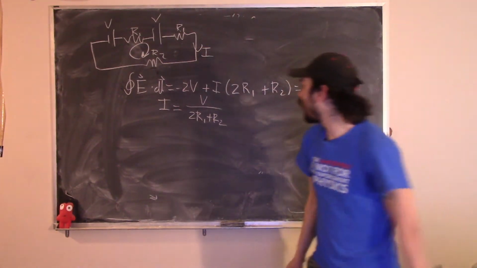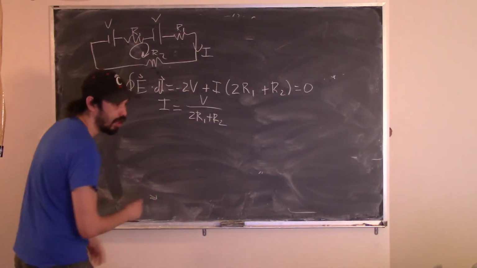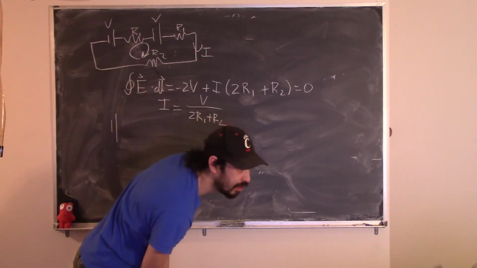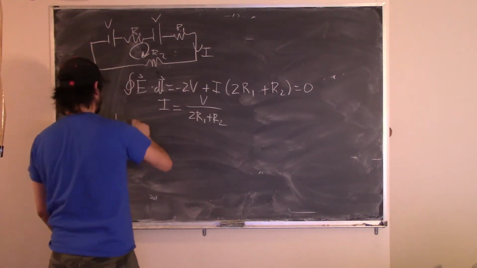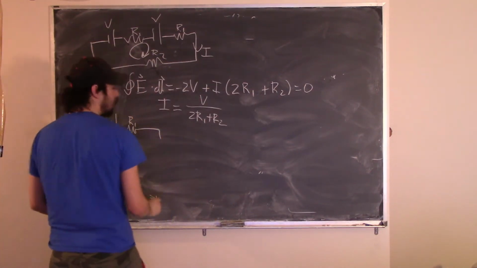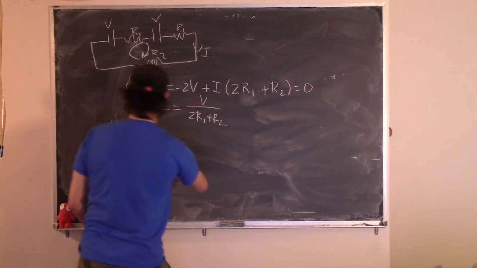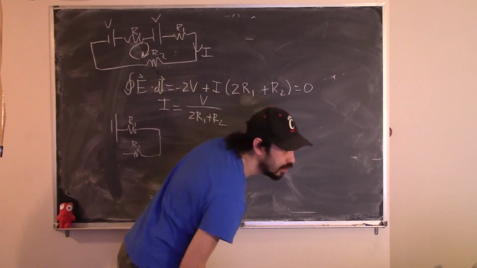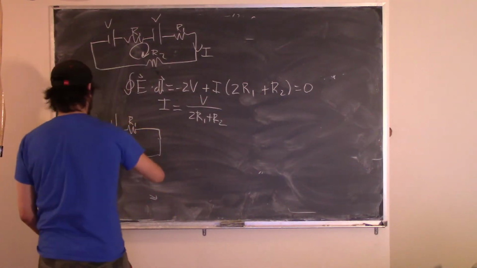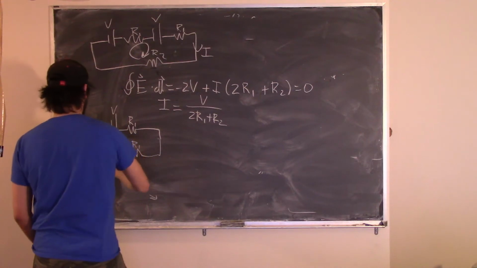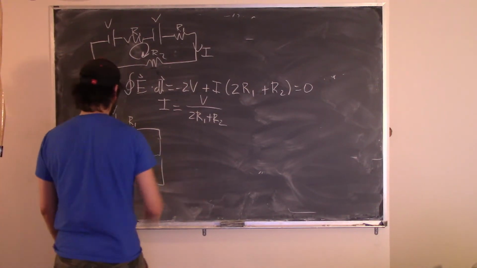Okay, the second one says we have. And it's times like this I'm really sad that I sat on my glasses because I can't see. This is R1. This is also R1. This is plus V. This is the same V. And then this is R2. Okay.